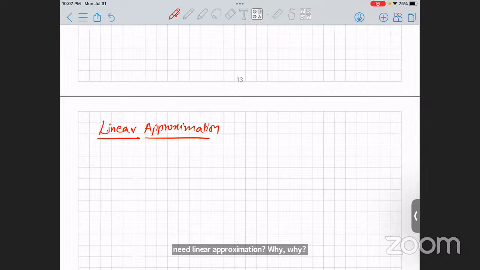Why do you need linear approximation? Everything, we cannot find the exact value. So we can find an approximate value, something easy to find. Okay. Can anyone tell a practical application of this?